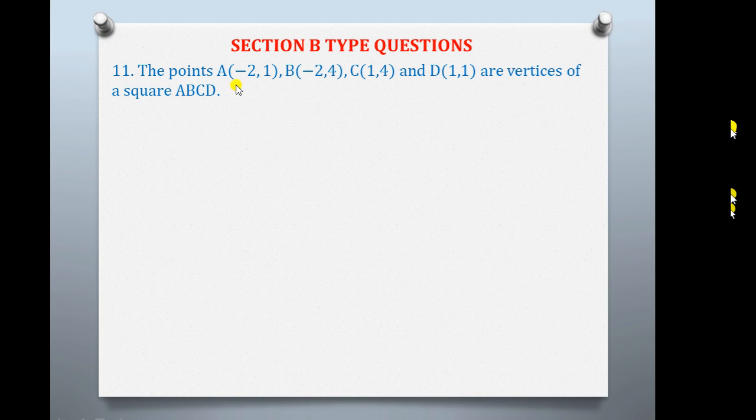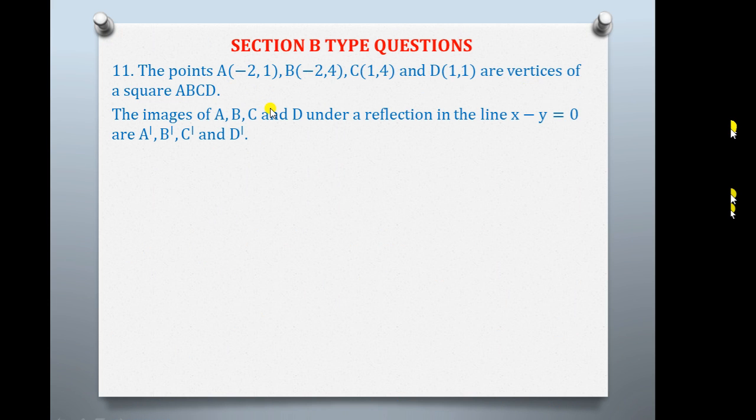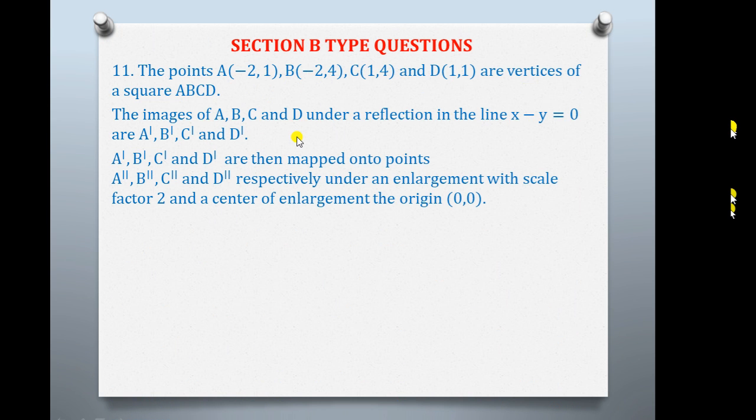Question 11 says the points A(-2, 1), B(-2, 4), C(1, 4), D(1, 1) are vertices of a square ABCD. The images of A, B, C, and D under a reflection in the line x minus y equals 0 are A prime, B prime, C prime, and D prime. A prime, B prime, C prime, and D prime are then mapped onto points A double prime, B double prime, C double prime, and D double prime respectively under an enlargement with scale factor 2 and the center of enlargement being the origin.